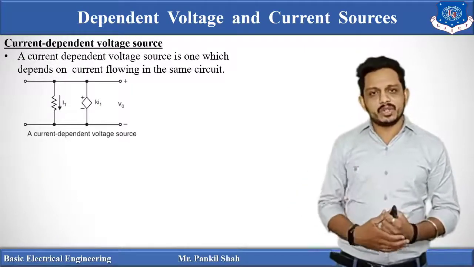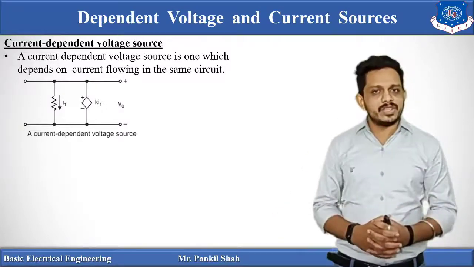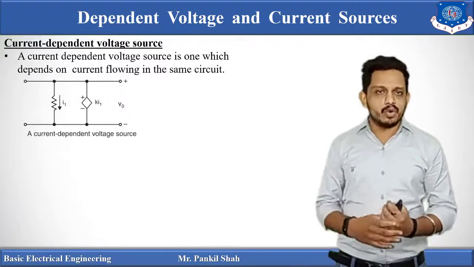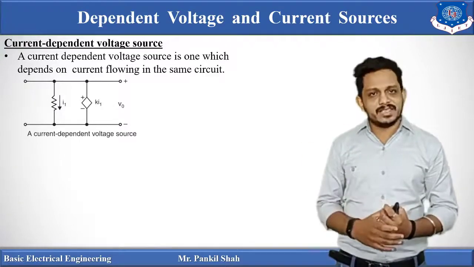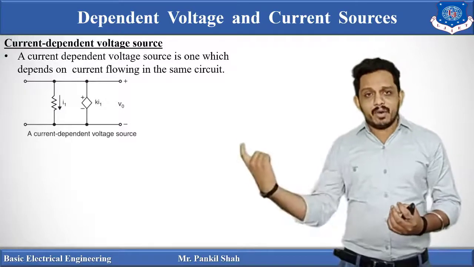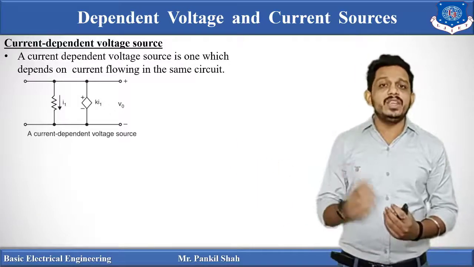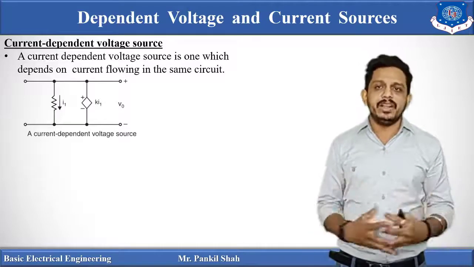Now let's see the other dependent type of source, which is the current dependent voltage source. Again, in this case we are representing one diamond shaped source, and in the diamond shaped source we are representing plus and minus signs. This means it is a dependent voltage source, and from that dependent voltage source we are taking the output outside, that is VO. So we want to find the output voltage VO.